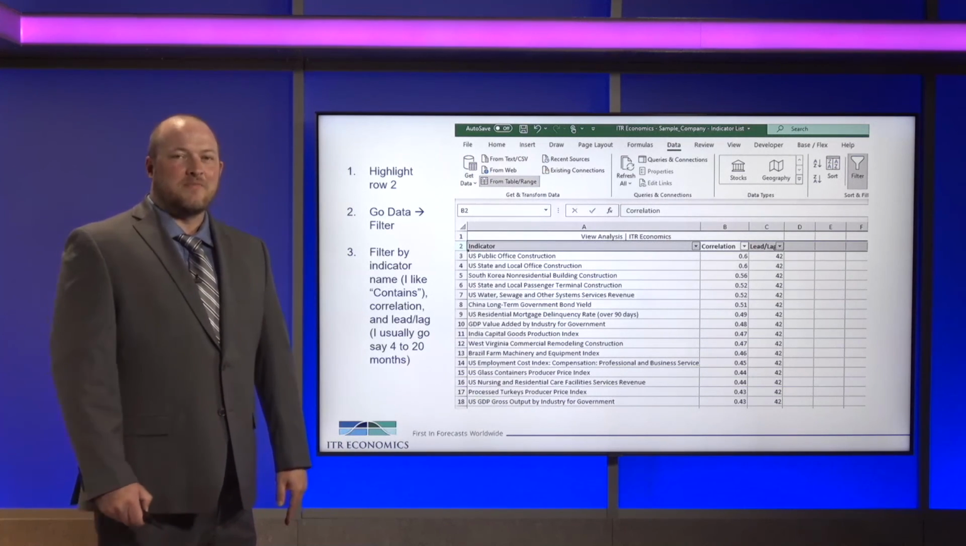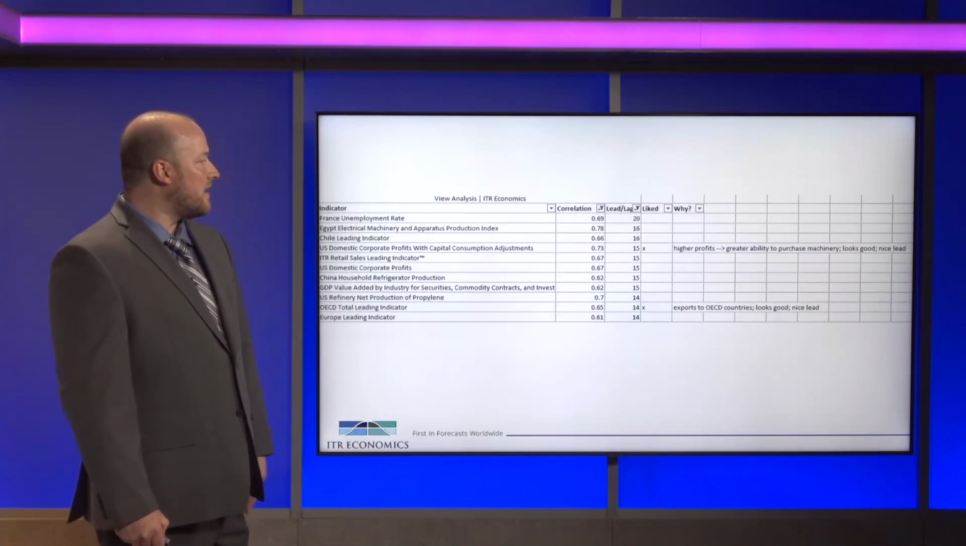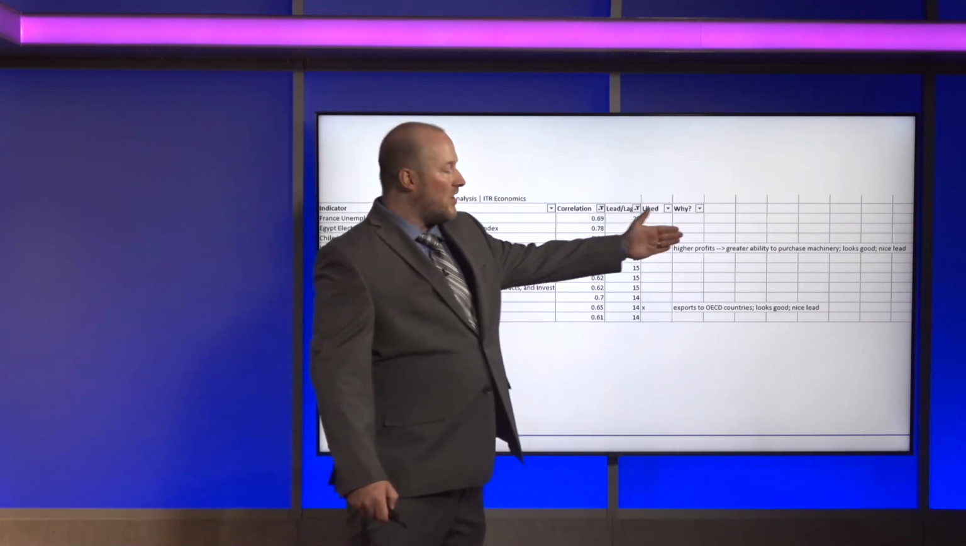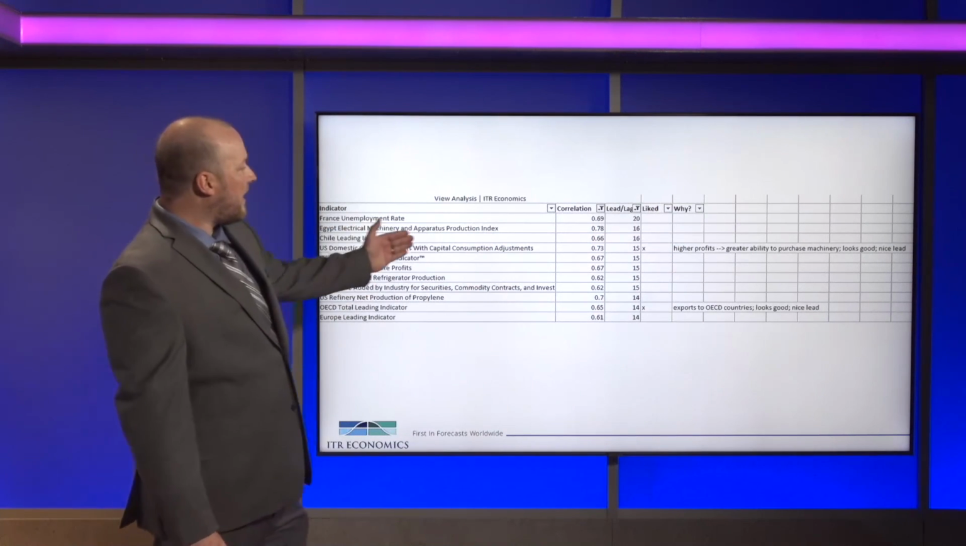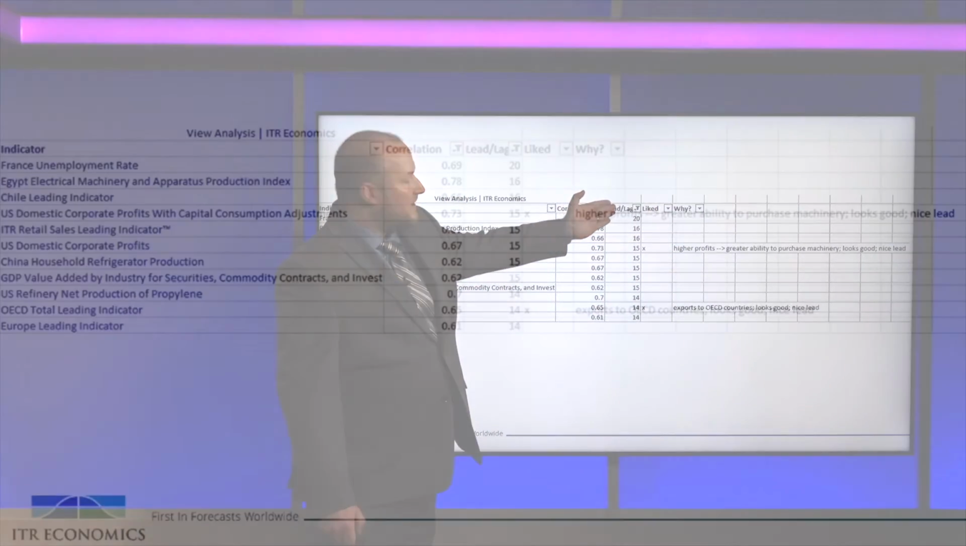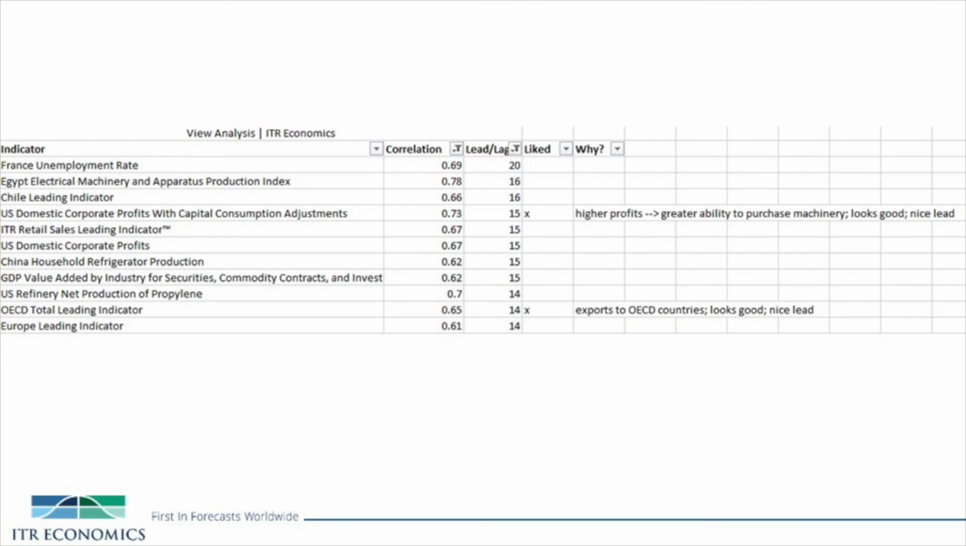Why go through all this mess? Because you can do this in DataCast. Well, it's because now you can add in notes, and I love to do this. I love to go in and I'll say, okay, I'm going to filter on lead lags of 5 to 20 months and correlations of at least 0.7. And then I'll just go down the list and I'll be like, France, no. Egypt, no. Chile, no. Corporate profits with capital consumption adjustments.